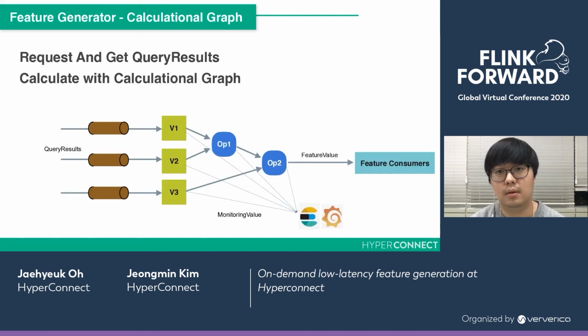Next is the feature calculation, which we do by requesting and acquiring the query results, and calculating the feature value according to the calculation graph. And the results of each step are sent to Elasticsearch for monitoring. Lastly, it sends the feature values to various sinks.